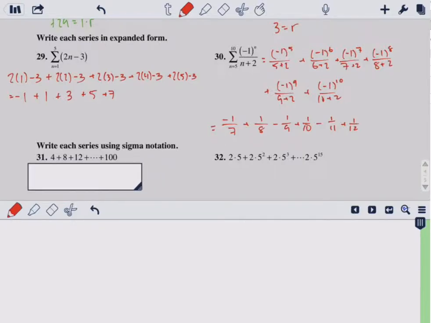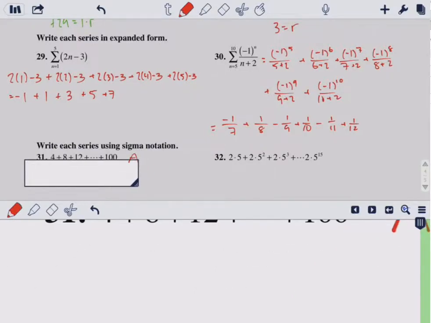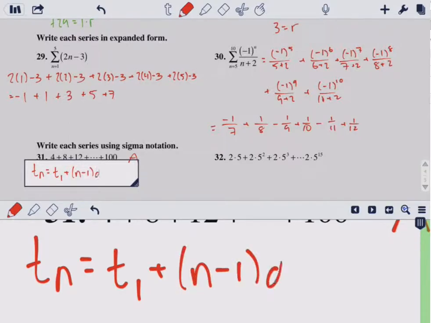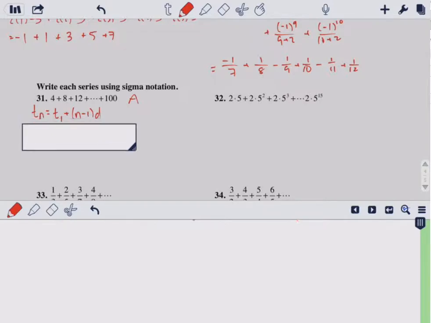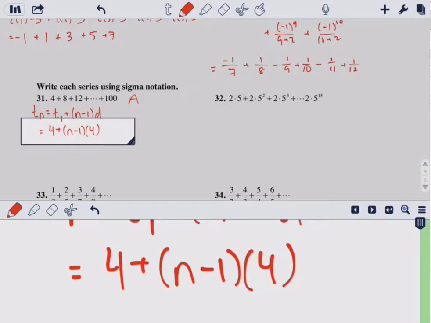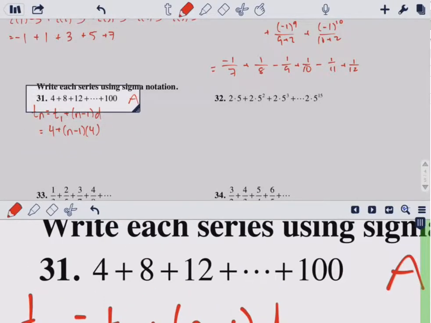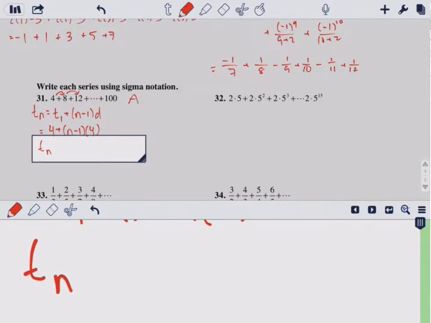So first off, we have to see if it's arithmetic, geometric, or neither. That's arithmetic. So I can use my formula to find my common term. Arithmetic: t sub n is equal to t sub 1 plus n minus 1 times d. And t sub 1 is 1, and d is 4. We're adding 4 each time, right? Go there to there to there. So t sub n is equal to 4n if you simplify that.